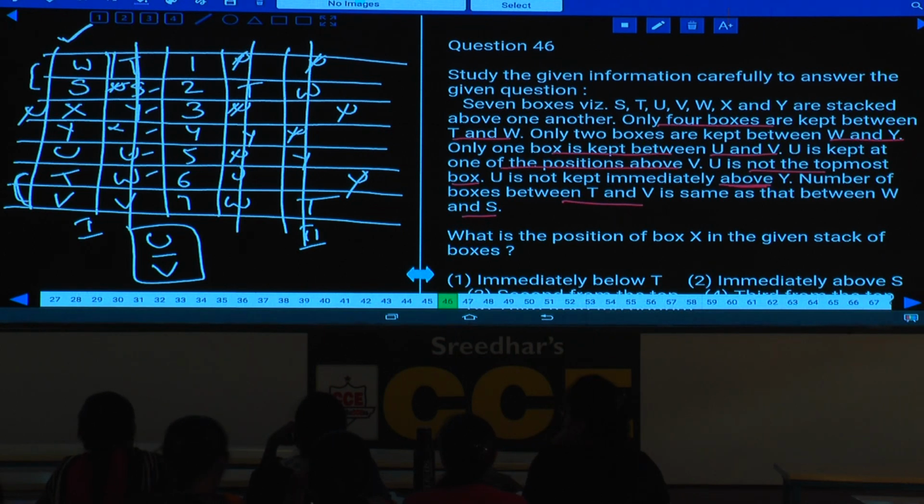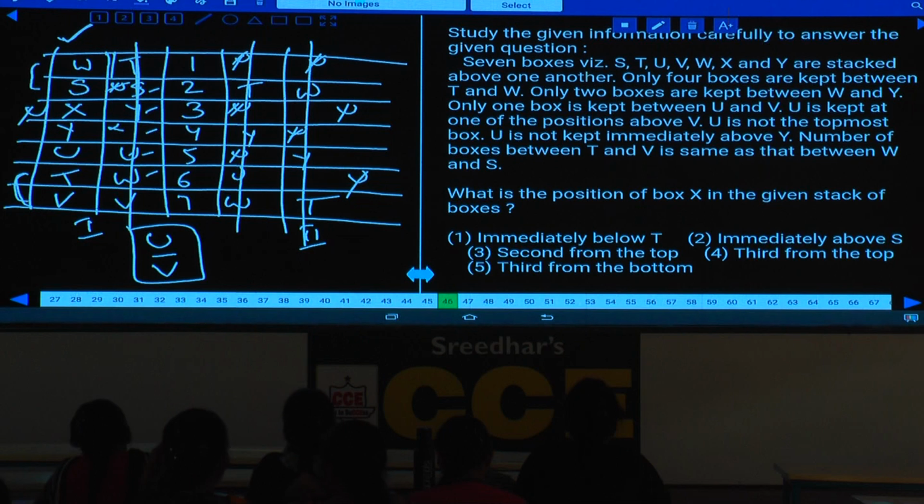Then question number 46, what is the position of box X in the given stack of boxes? Yes, tell me what is the position of box X here, and this is immediately above Y. Immediately below T, that is false. Immediately above S, that is also false. Second from the top, that is false. Third from the top, definitely true, choice 4.